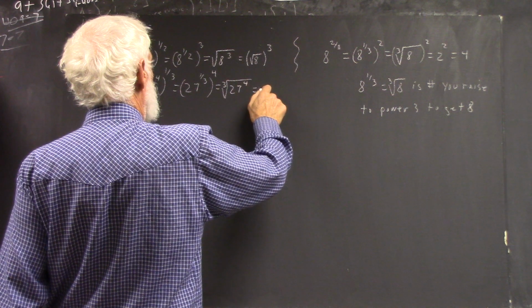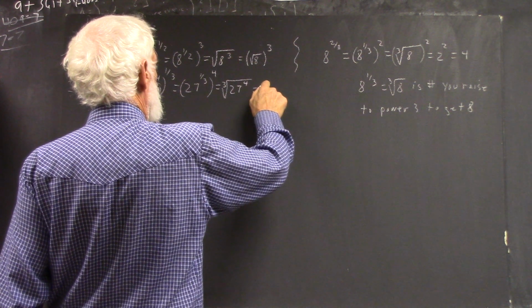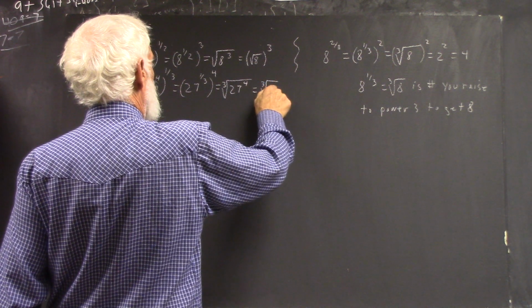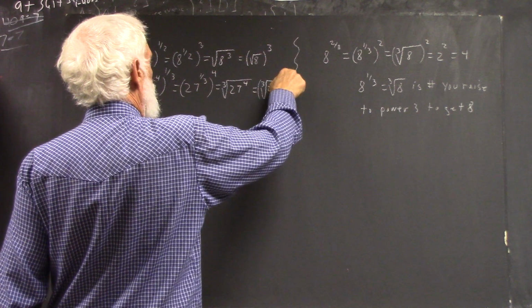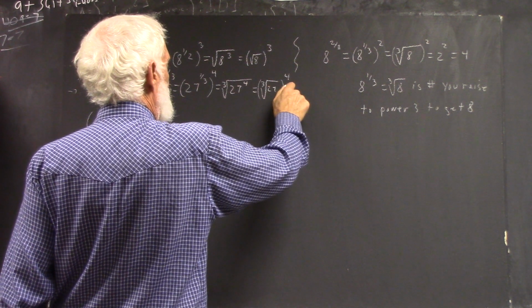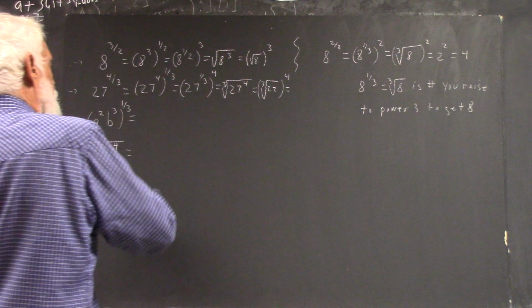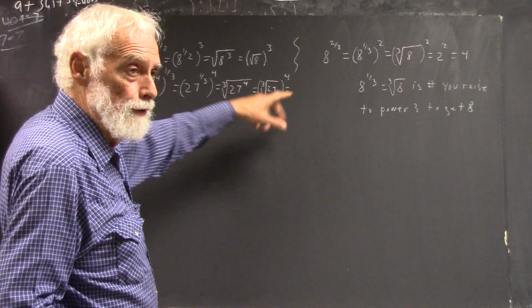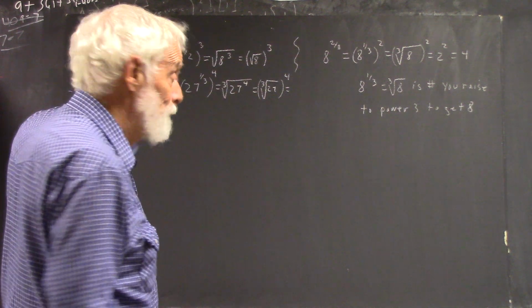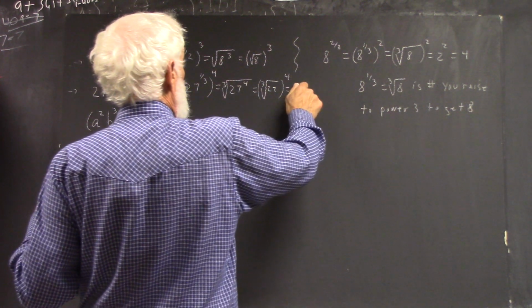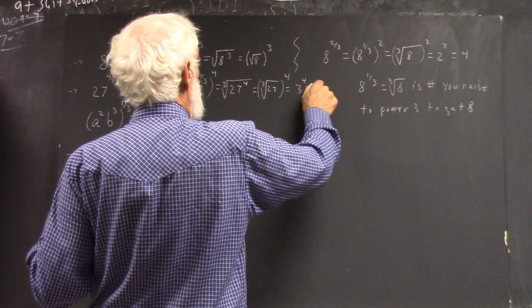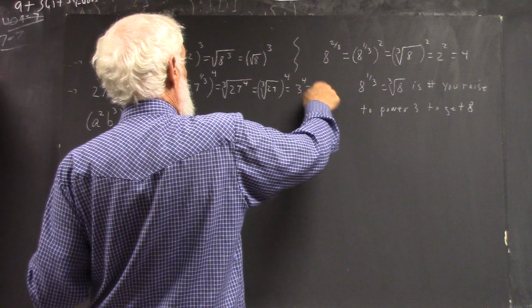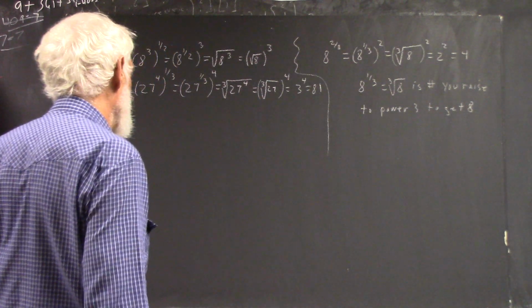But it's also the cube root of 27 raised to the 4th power. If you didn't recognize that 27 to the 1/3 is 3, maybe you recognize that the cube root of 27 is 3. One or the other. Hopefully both. Well, that's 3 to the 4th, and that's 81. Okay?